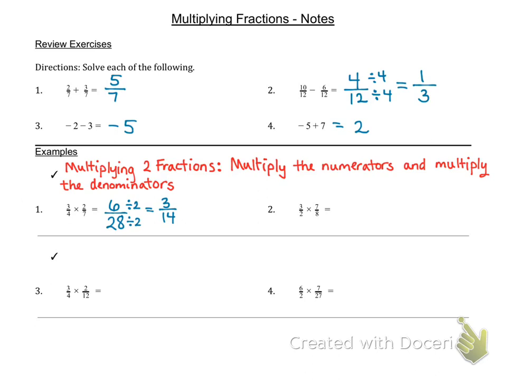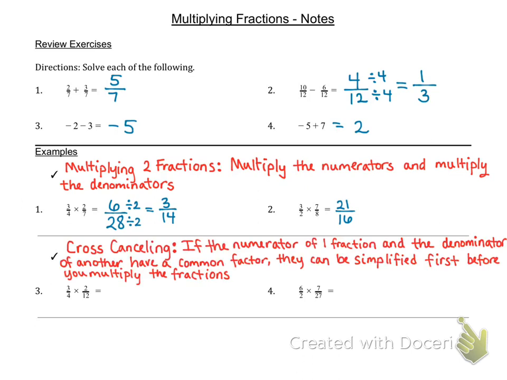Number 2, 3/2 times 7/8. 3 times 7 is 21, and 2 times 8 is 16. And this fraction I can't simplify, so I'm going to leave it as 21/16.